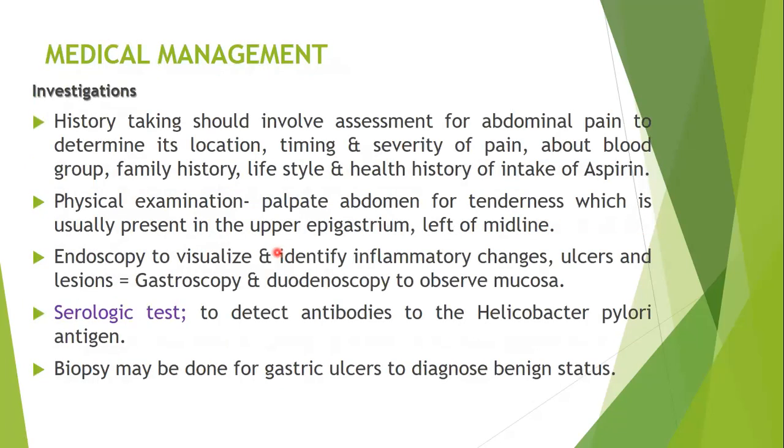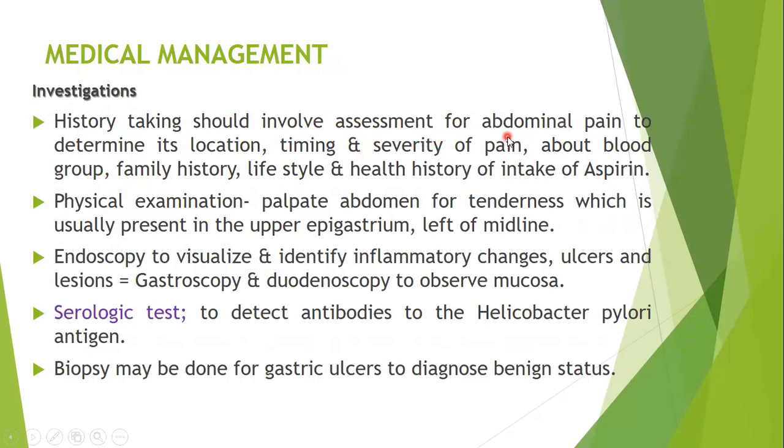Now, what investigations should be done in peptic ulcer disease? History taking should involve assessment of the abdominal pain to determine its location, timing, and severity of this pain. About blood group, or before I go to the blood group, why are we asking about this pain, the location, and the timing?